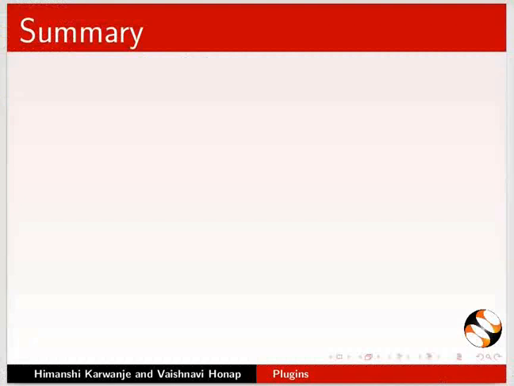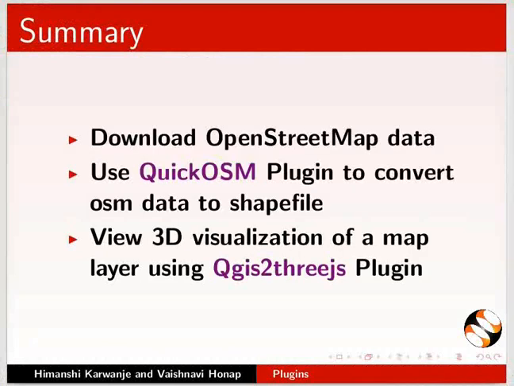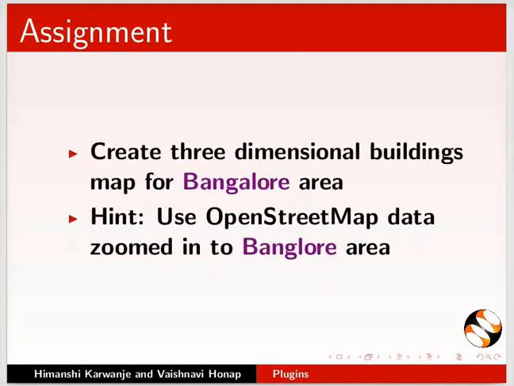In this tutorial, we have learned to enable core plugins, install an external plugin, locate a plugin on QGIS interface, install Quick Map Services plugin, download OpenStreetMap data, use Quick OSM plugin to convert OSM data to shapefile, view 3D visualization of a map layer using QGIS23JS plugin. As an assignment, create three-dimensional buildings map for Bangalore area. Use OpenStreetMap data zoomed into Bangalore area.